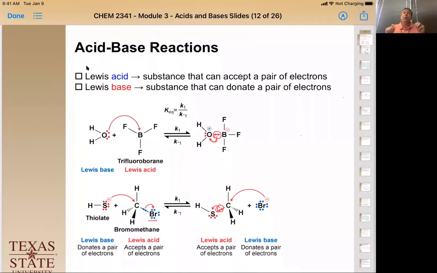So the definition I want you to put to memory is this. A Lewis acid is a substance that can accept a pair of electrons, usually to make a sigma bond. A Lewis acid can accept a pair of electrons to make a sigma bond. That means, in contrast, a base has to be able to donate that pair of electrons to make a sigma bond. Okay, so let's look at that in this example here.